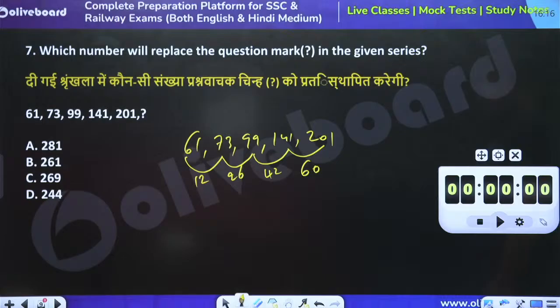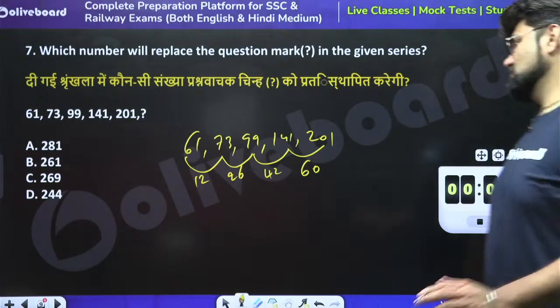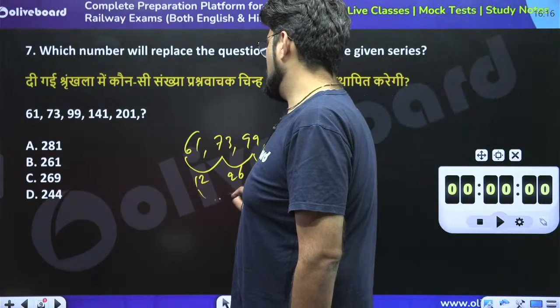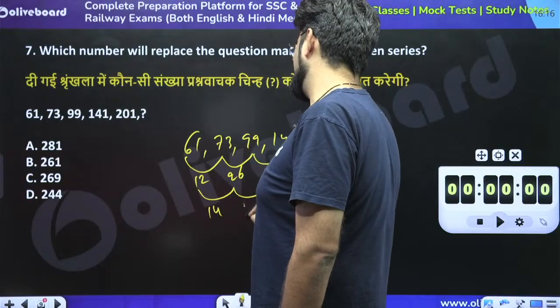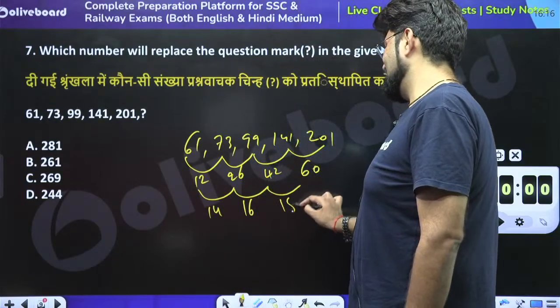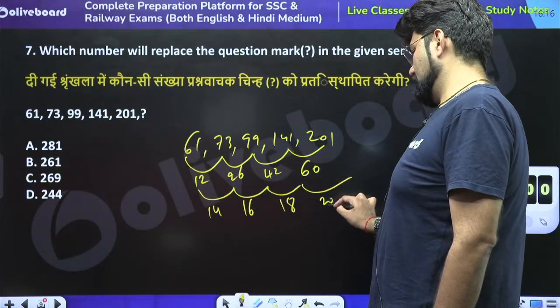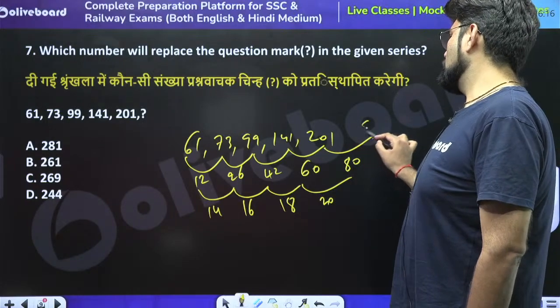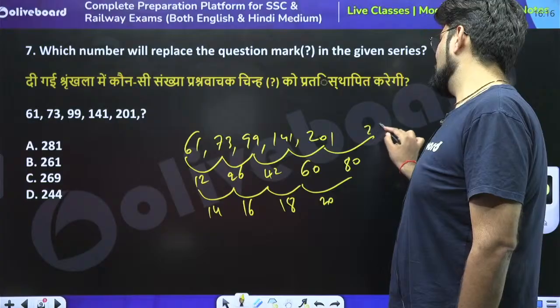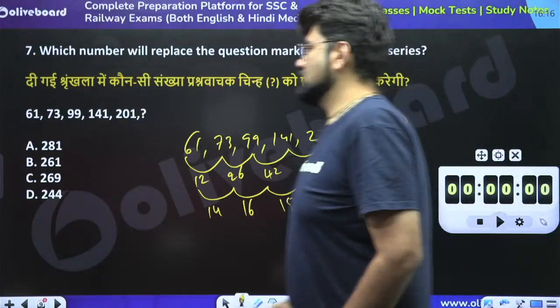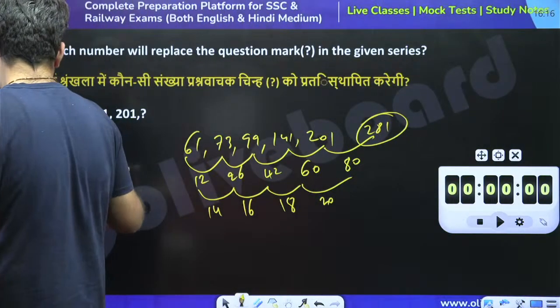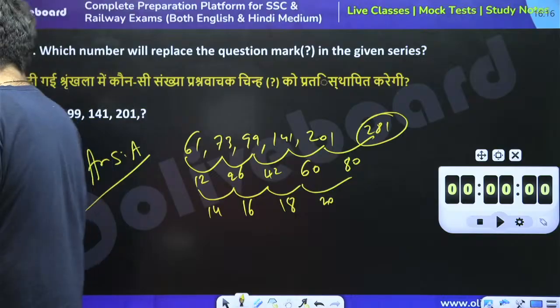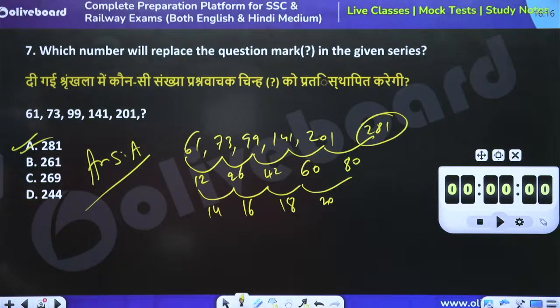Maybe nothing specific is coming to our mind. So we take the double difference and we get here 14, we get here 16 and we get here 18. So it's quite clear now. The next one will be 20. 60 plus 20 will be 80. 201 plus 80 will be 281. And that's our answer, which is option A. Nothing works out, double difference. Correct, very good. Excellent, good job.